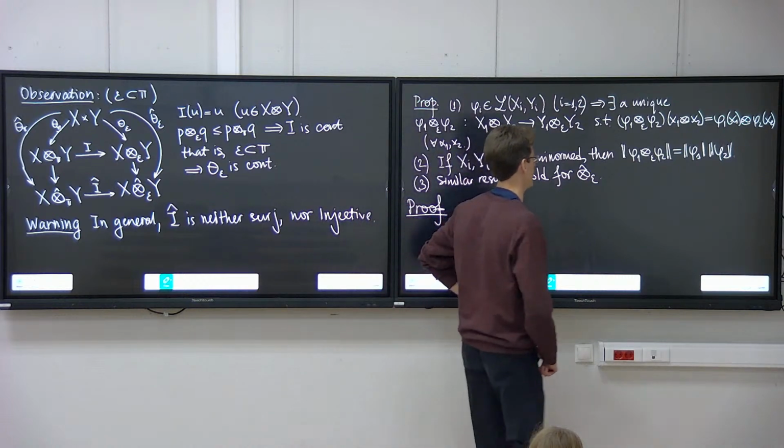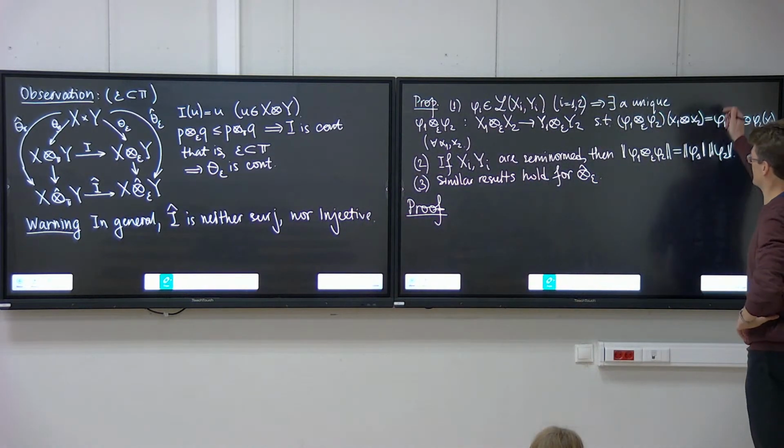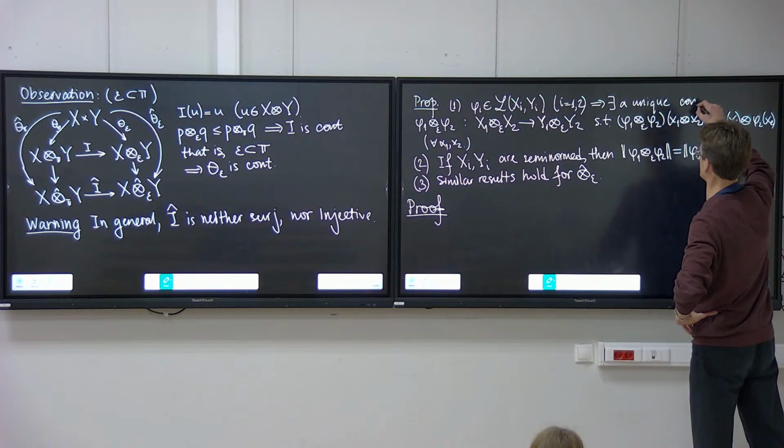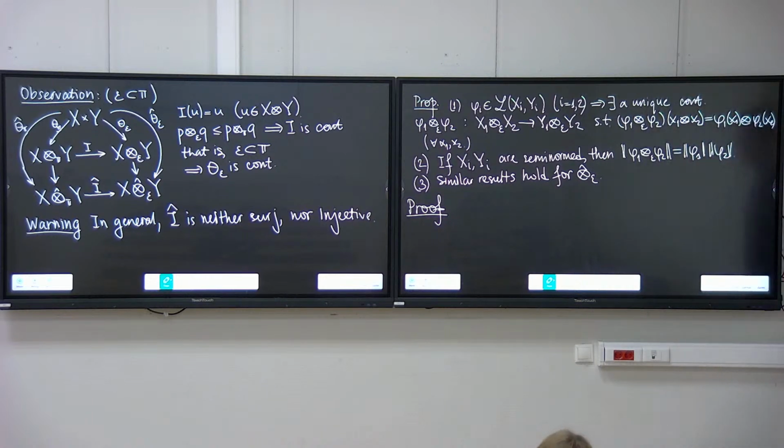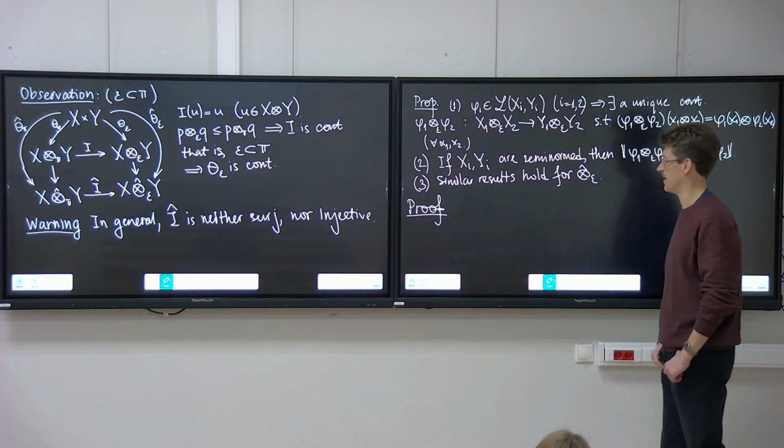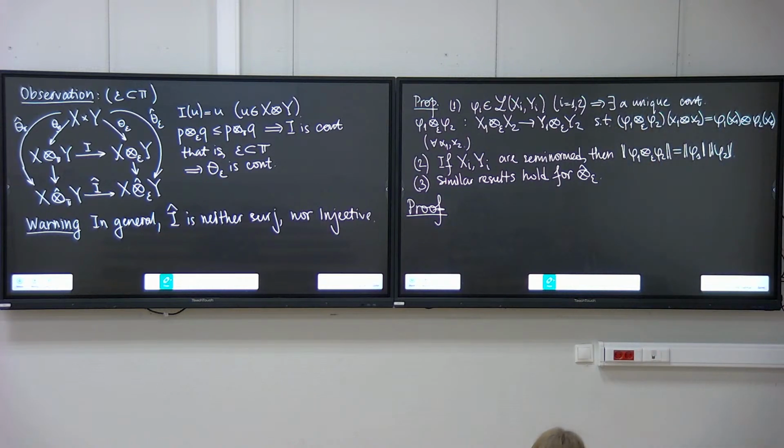Unique, yeah, sorry, it is algebraic in this form, but I forgot to say that it's continuous, of course. The fact that such a map exists and is unique is an algebraic fact, and I'm assuming you know this fact. The point here is to show that it is continuous.